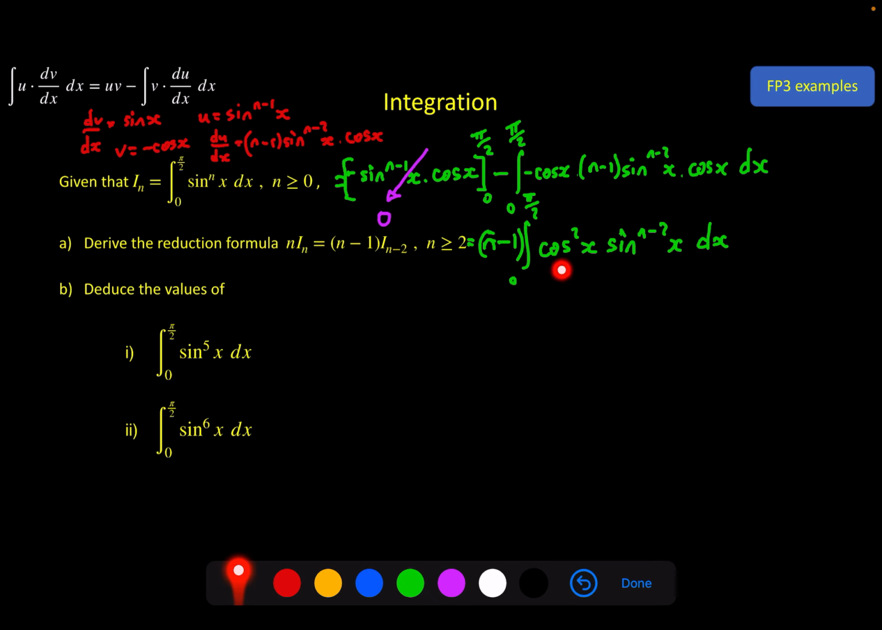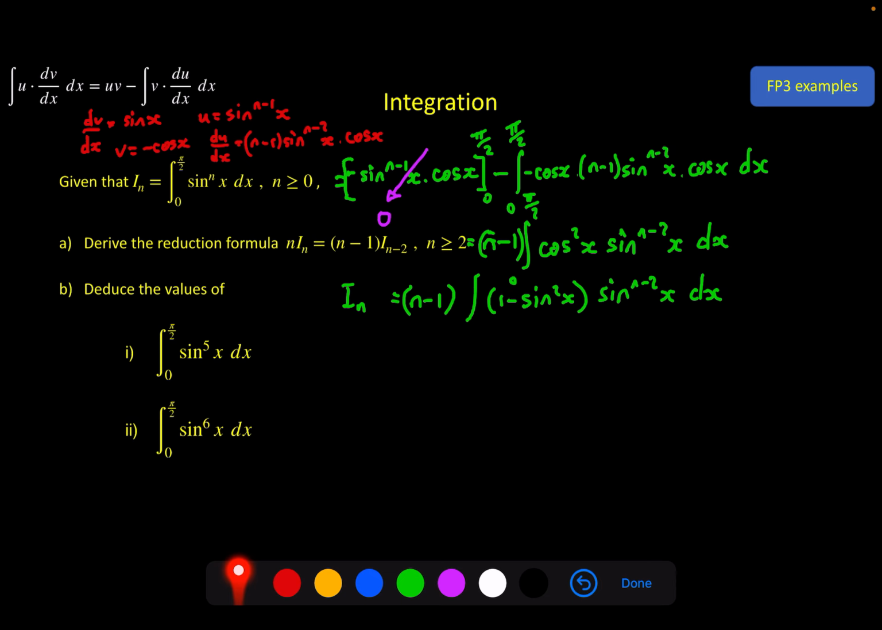So I need to get rid of this cosine squared. To do that, let me be clear, this is I_n on the left. I can turn this cosine squared into 1 minus sine squared. And perhaps you can already see how this is going to help, because if I multiply out the 1 here, we'll have sine to the n minus 2, which is what this is going to be. And when I multiply this by sine squared, it brings me back to sine to the power of n, which is what this is.